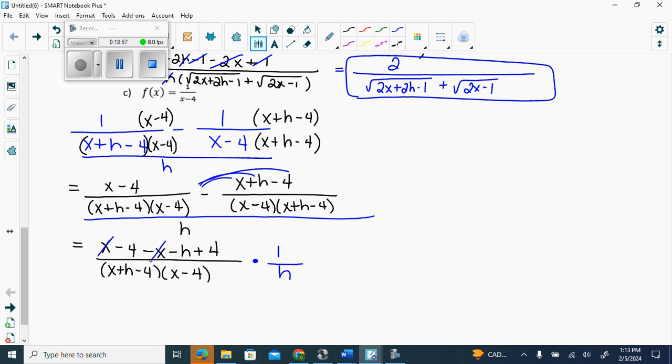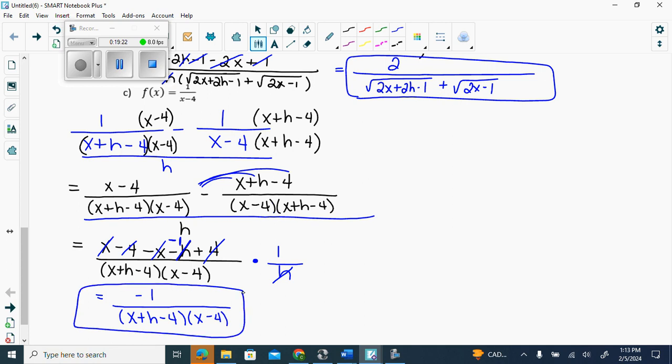The x is canceled, the 4 is canceled. Now I'm left with just a negative h. This negative h, the h cancels, but I'm still left with a negative 1 in the numerator. So does that cancel? And so I'm left with negative 1 over x plus h minus 4, x minus 4. Once again, that h isn't going to be a problem because if I plug a 0 into h, I just get x minus 4 times x minus 4, which is x minus 4 squared.